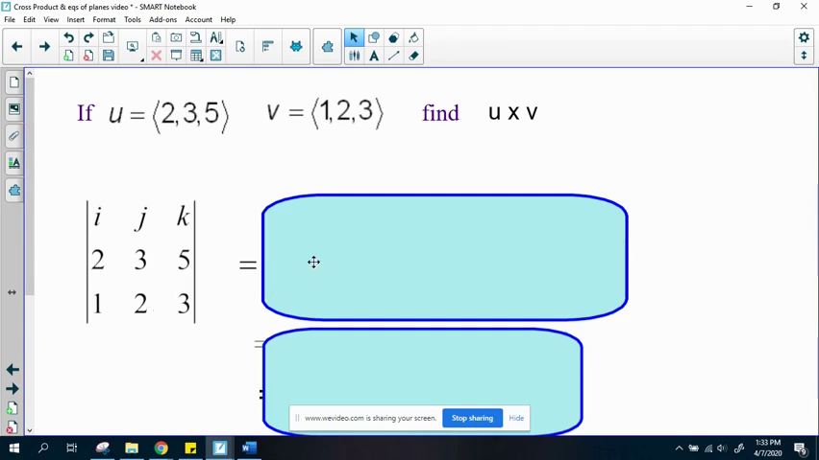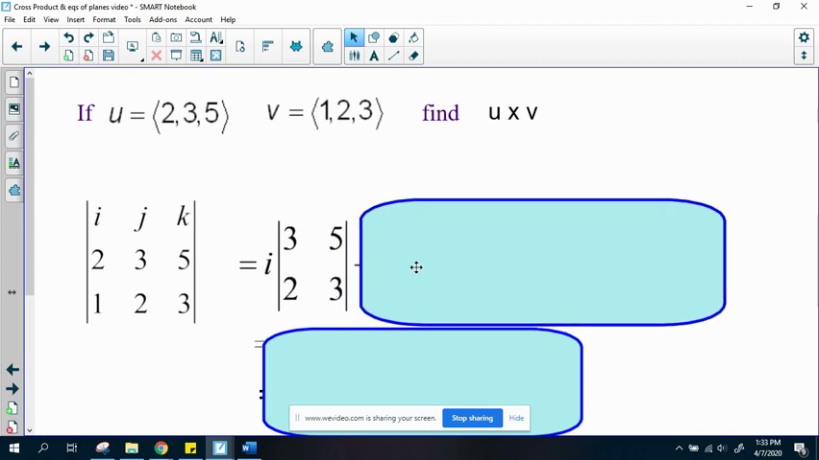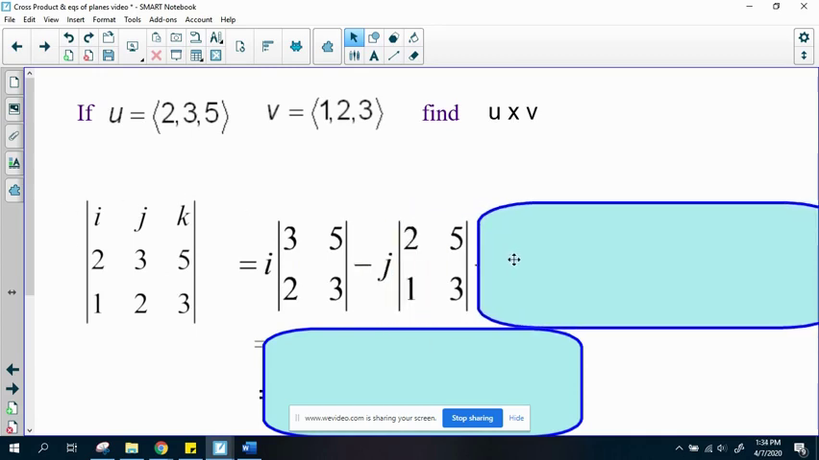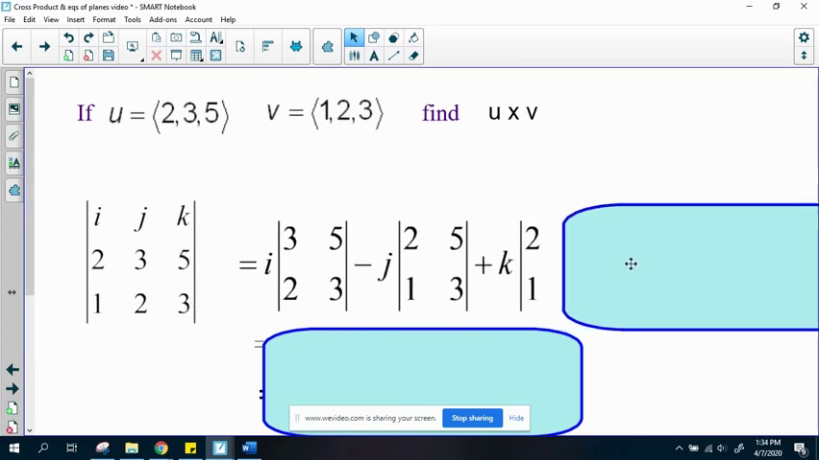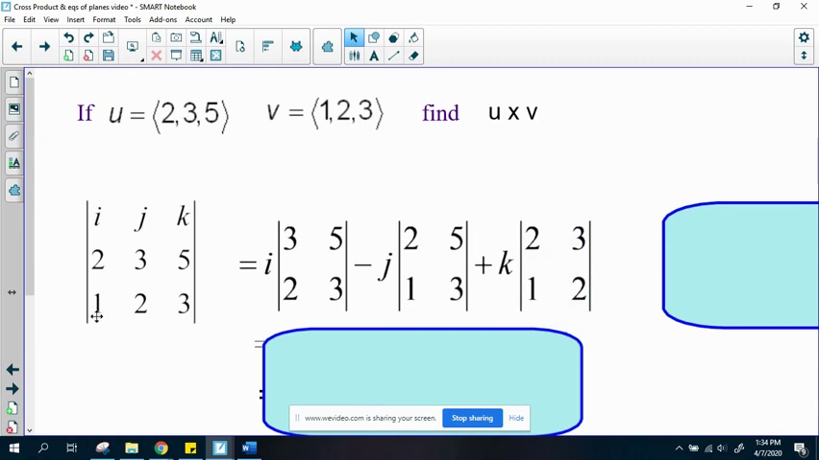So if I'm going to do that, I'm going to break it down. I is going to be the 3, 5, 2, 3, so I get rid of this row and that column. Then it's going to be opposite j of the 2 and the 5 and the 1 and the 3. And lastly, the plus k with 2, 3, and 1, 2.